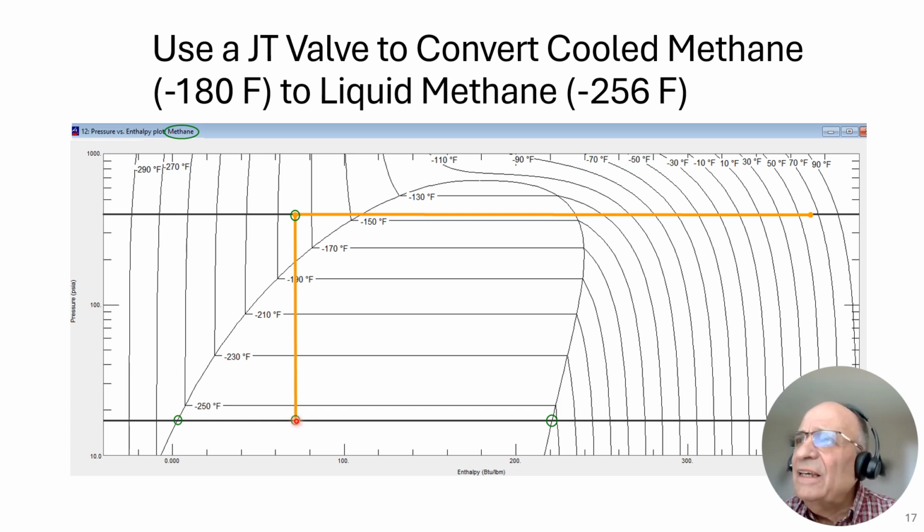But is my LNG really here? No. LNG is liquid natural gas. That's here. So this is liquid methane, and it has an enthalpy associated.